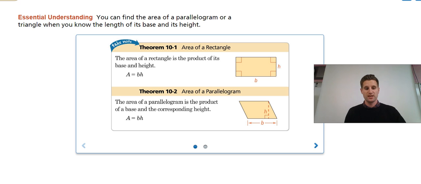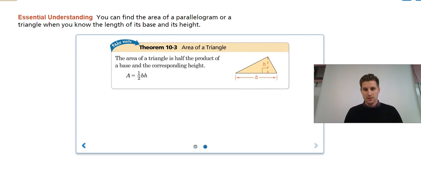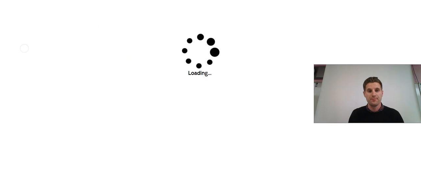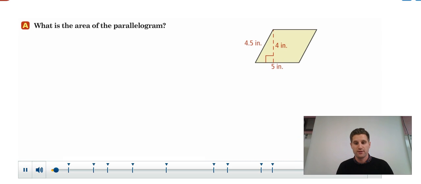And the last one is a triangle. If you think of a triangle, it looks like half of a rectangle. And so it's 1/2 base times height, and we have a height and a base. So let's go ahead and jump into our first problem, and that is right here, finding the area of a parallelogram.